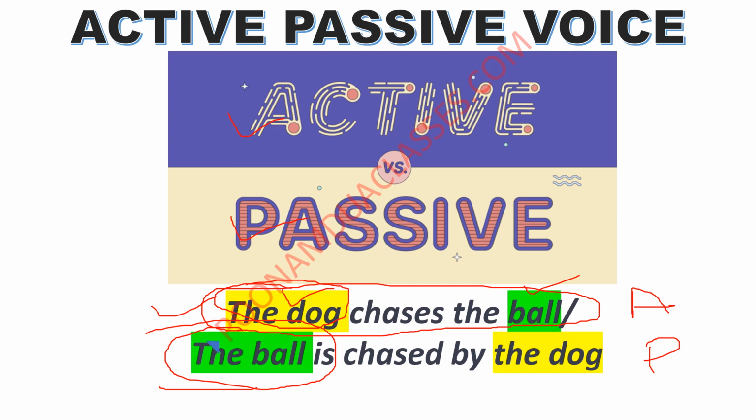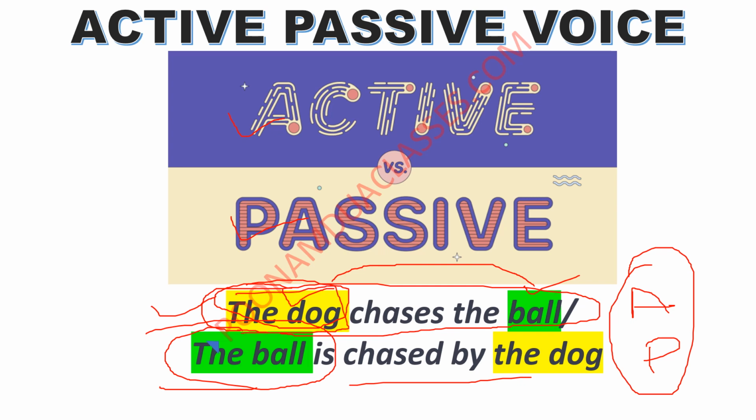The ball is chased by the dog. So the subject and object interchange their places, and some structural changes are also there in the sentence. That is what the relationship between active and passive is. The dog here is the subject, and later on the ball, which was the object in the previous sentence, becomes the subject of the passive sentence.